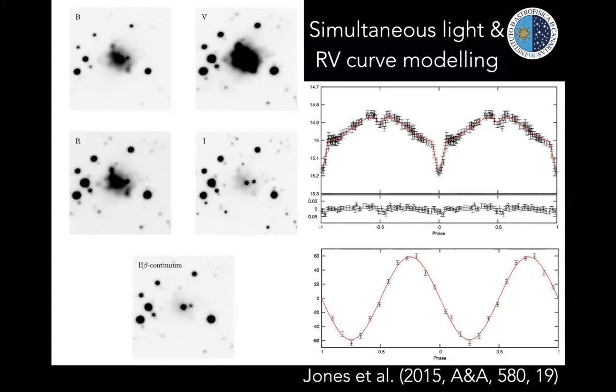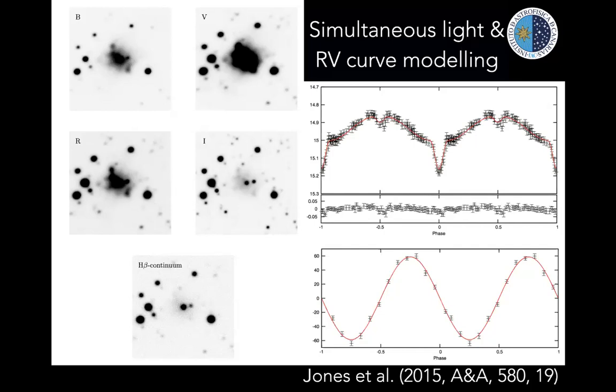To do that, we need to take the observations that we used to confirm that they were binaries, the light curves, the variability in brightness as a phase of the orbit, and the radial velocity variability, and model those simultaneously to derive the parameters of the system.